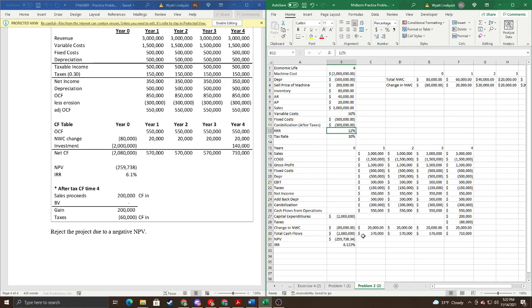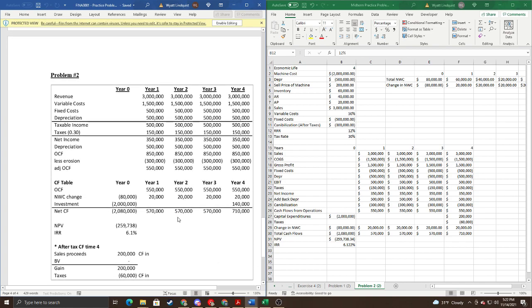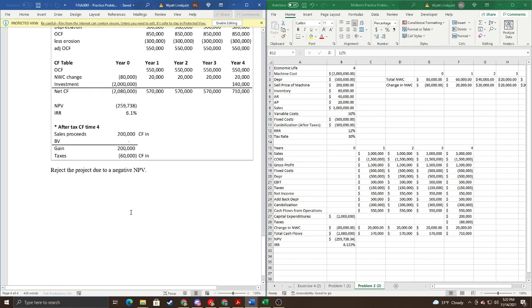So that's how you do this problem. I know it was probably a little fast, but yeah, hopefully you learned something, and good luck on the midterm.